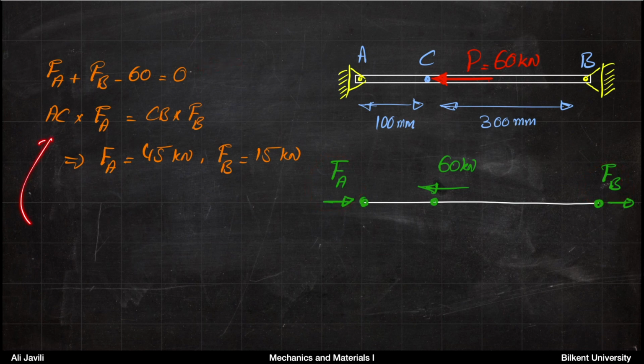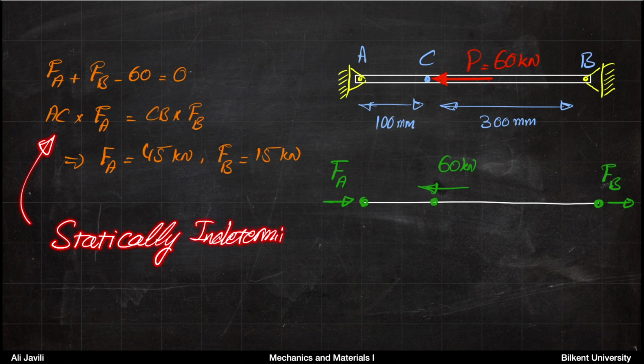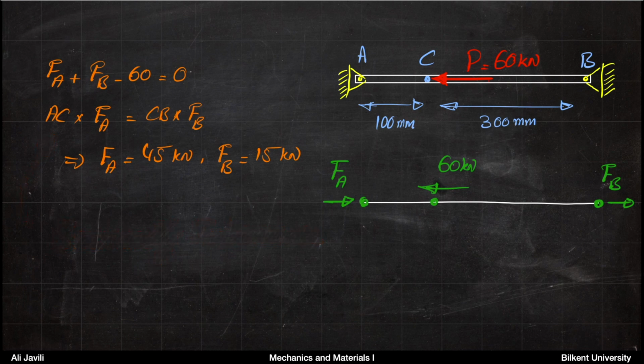So we use our relation that we derived previously for a similar statically indeterminate system. If we use that, then we will see that FA would be 45 kilonewton and FB would be 15 kilonewton. And that makes sense because if you look at the distances here, this is 300 millimeter, this is 100 millimeter. Because the length BC is 3 times the length AC, we expect the force in AC to be 3 times the force in BC.